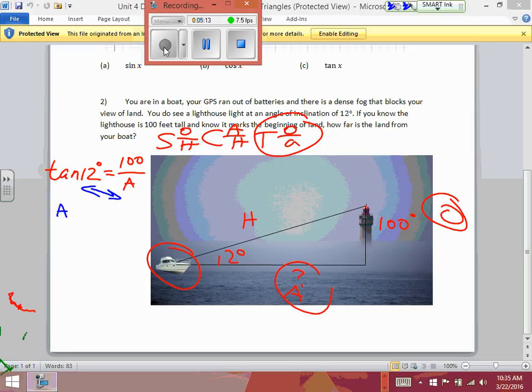A switches over here. The tan 12 is on the bottom. The 100 didn't even move. On the calculator, please do me a favor. Do 100 divided by tan 12, and let's see what you get. 100 divided by tan 12, and we'll find out how close Jasmine was the very first time.